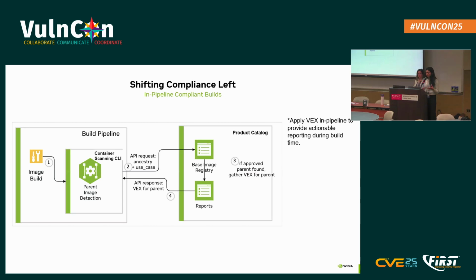The reports provided to the developer in the pipeline tell the developer if it's using an approved parent image, and they provide only the vulnerabilities that need to be triaged that are not coming from the parent image. These jobs can also be used to block pipelines, for example, if they aren't using compliant parent images, and kind of just shift these features left and start in the pipeline.